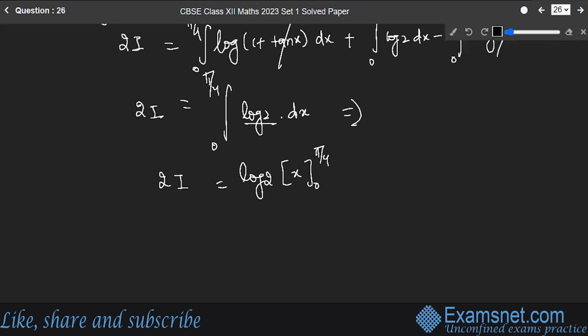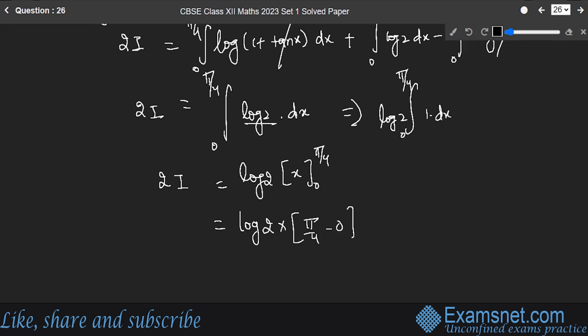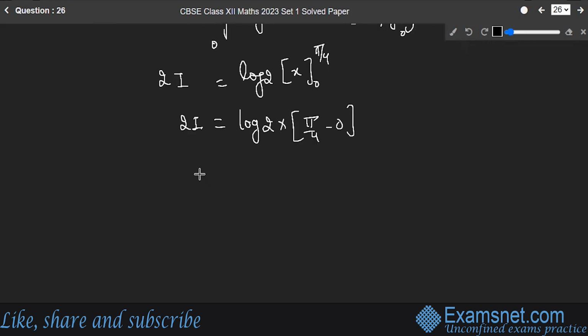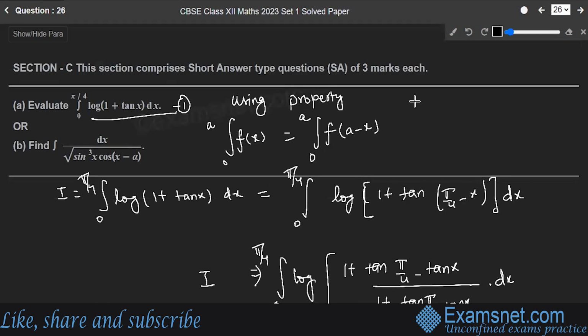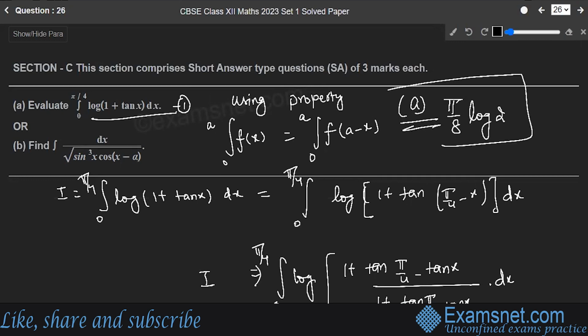Log 2 is a constant, so this can be written as integral 0 to pi by 4 log 2 into 1 dx. So this becomes log 2 into pi by 4 minus 0, or I is equal to log 2 into pi by 8. So pi by 8 into log 2, this is the value of the integral. That's it. So option A, the answer is pi by 8 log of 2.